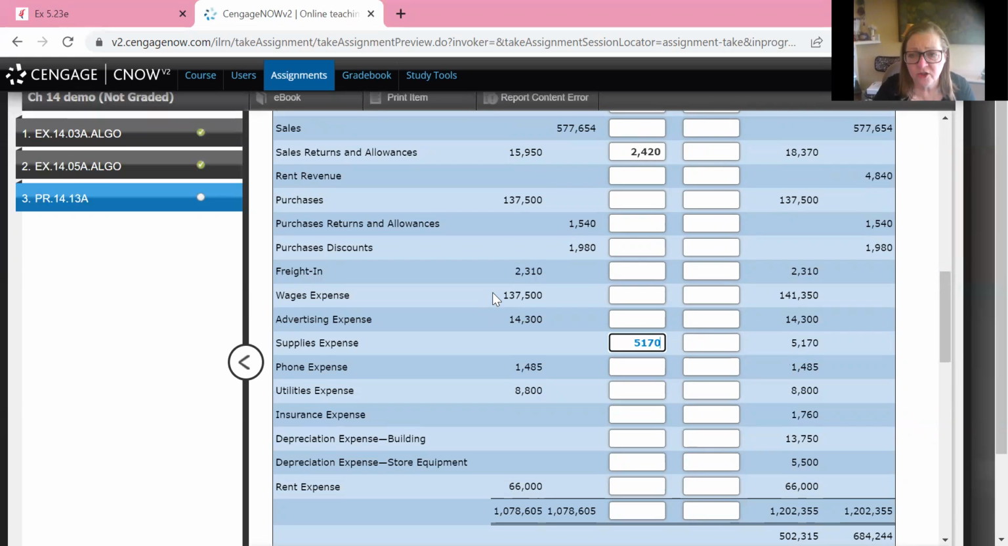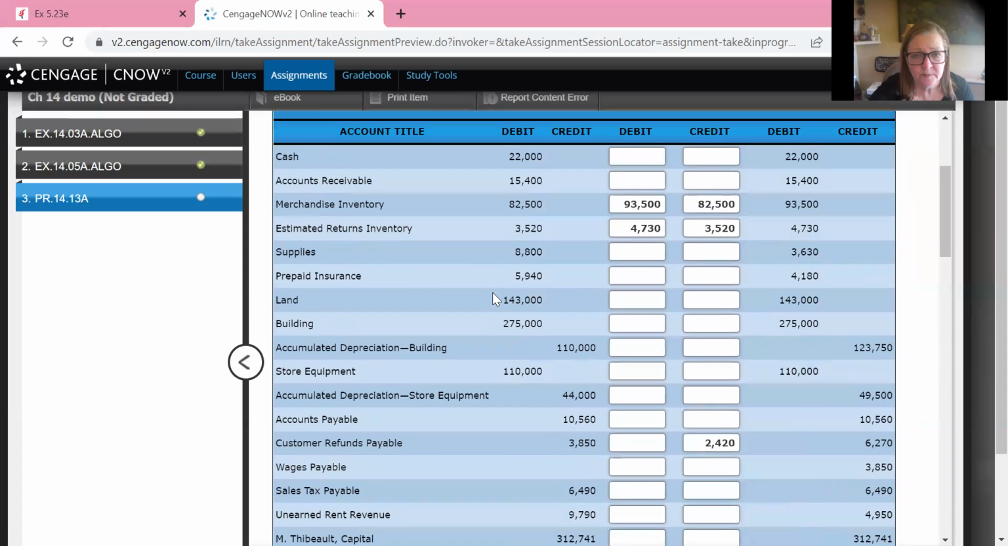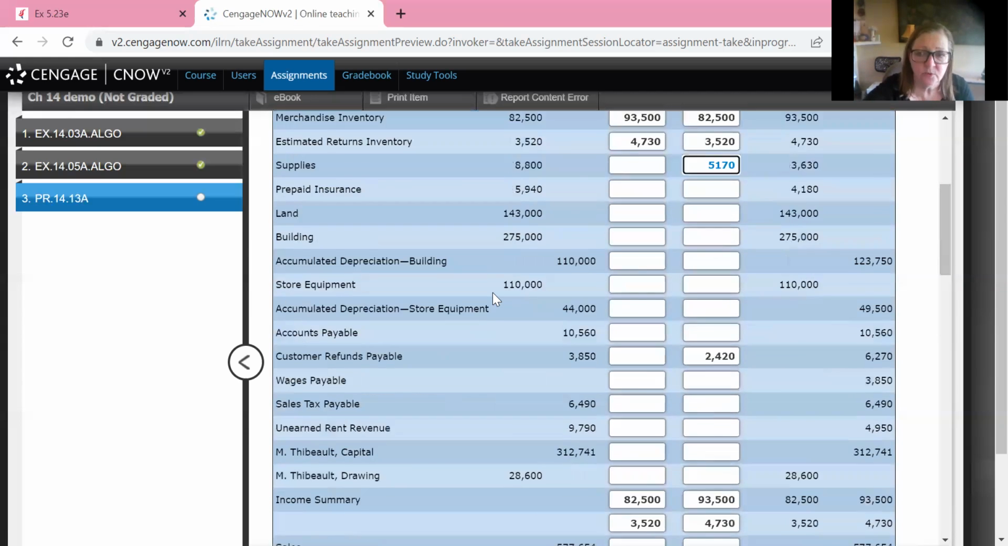All the supplies cost are either going to be in supplies expense or in the asset account supplies. Once you count and you see, wait, we don't have $8,800 worth of supplies in there, we only have $3,630. That means the adjustment has to be made to shift the remainder that's not there in the closet anymore to supplies expense. And that's what they did with this entry.